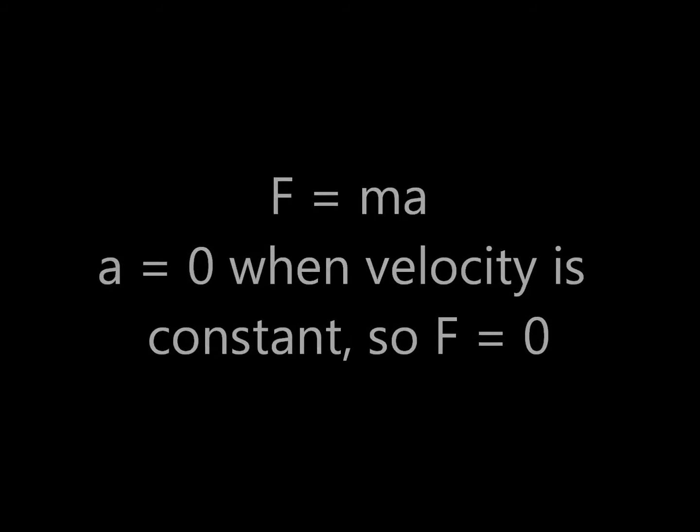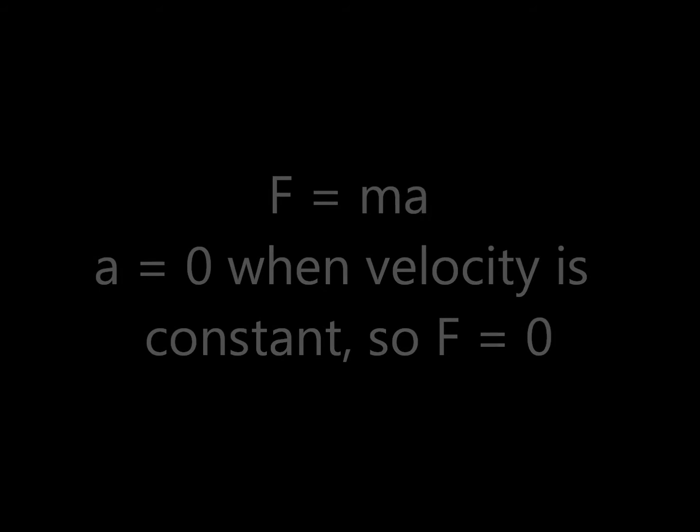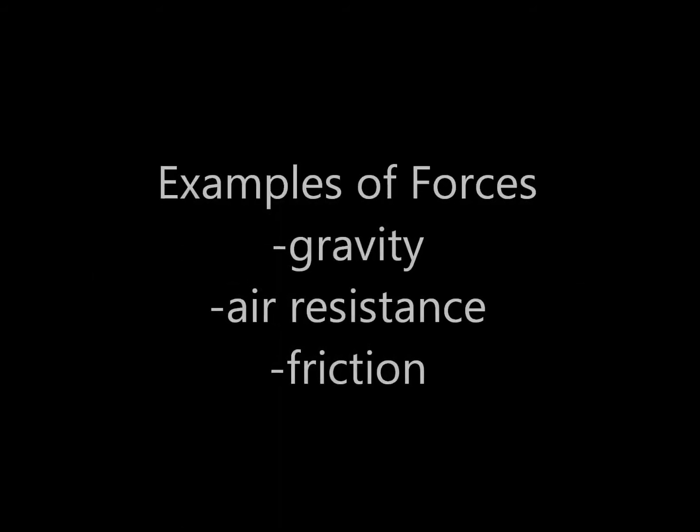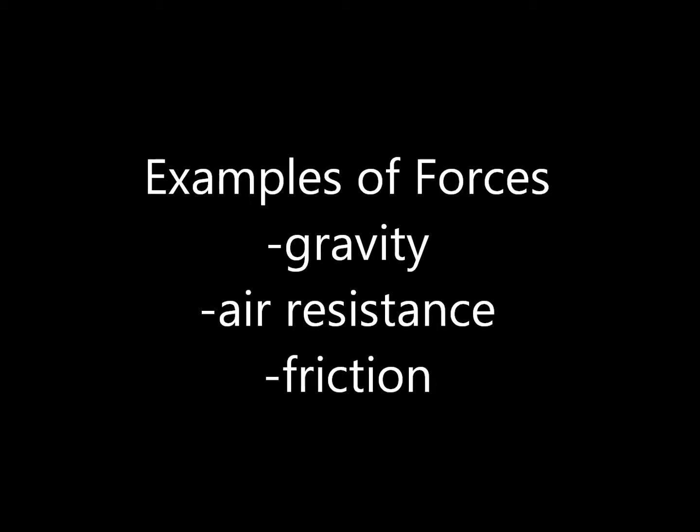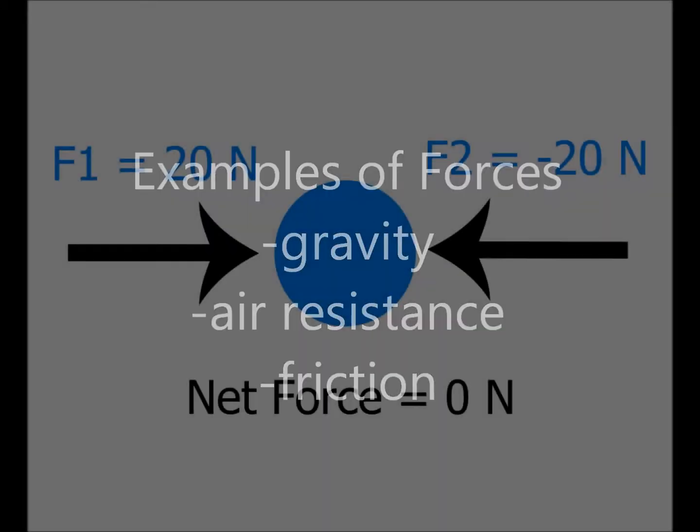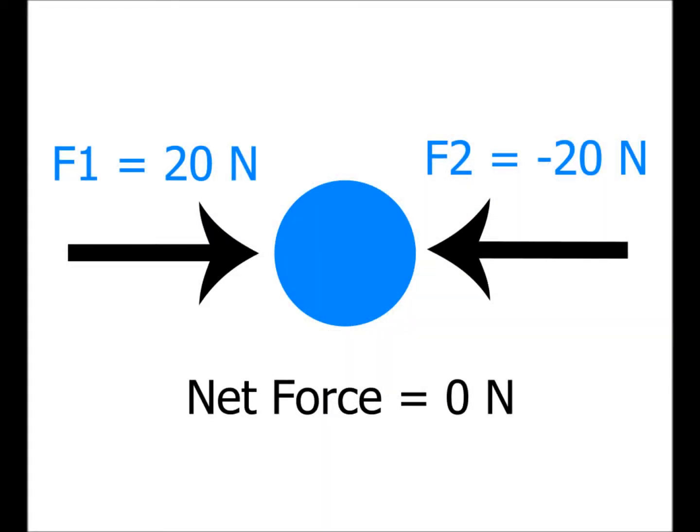In reality, it's rare to find an object moving at perfectly constant velocity because forces such as friction, air resistance, and gravity are constantly acting on objects in motion. However, it is important to note that an object can have forces acting on it but still have a net force of zero, so long as the components making up the forces cancel out.